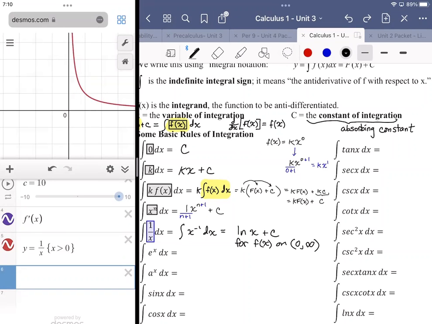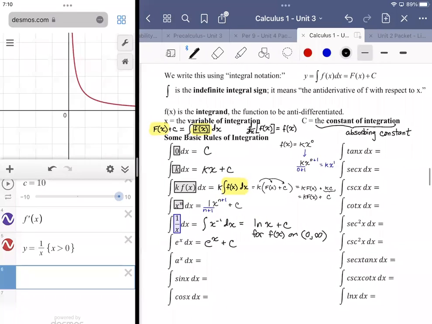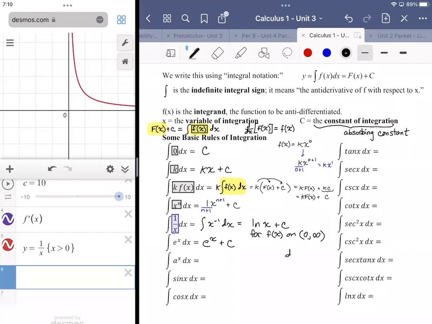Now, again, prior knowledge. We know the derivative of e to the x is e to the x. So the antiderivative of e to the x is e to the x plus c. All right. That one's nice and easy. The derivative with respect to x of a to the x power is a to the x times the natural log of a.